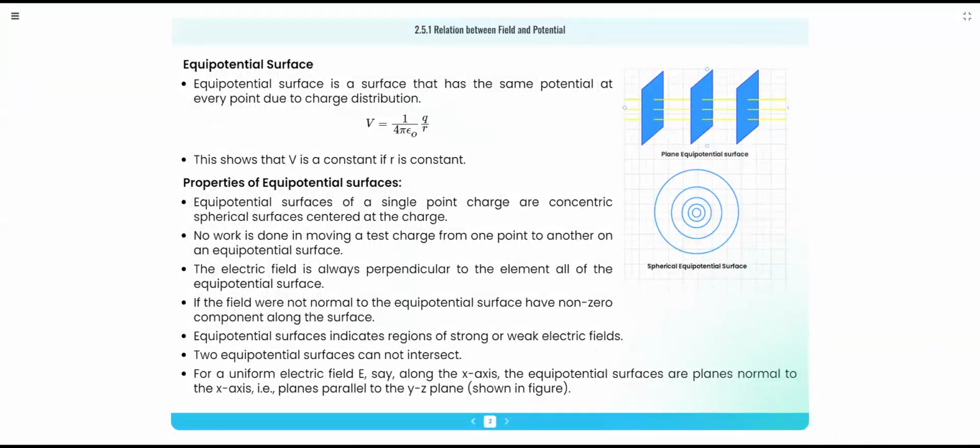I'll explain what is the meaning of equipotential. It is the imaginary surface around the charge configuration where potential is the same.